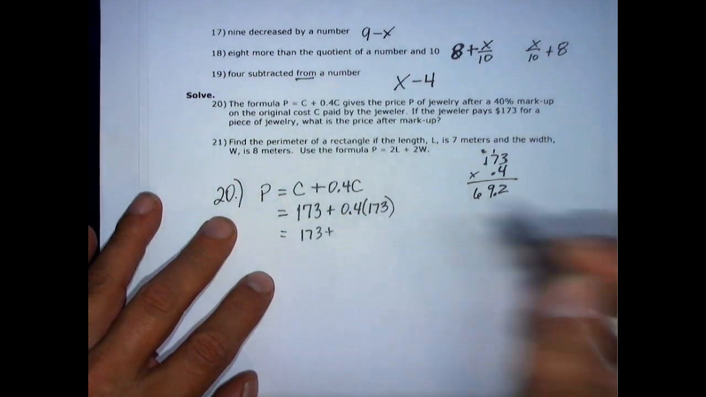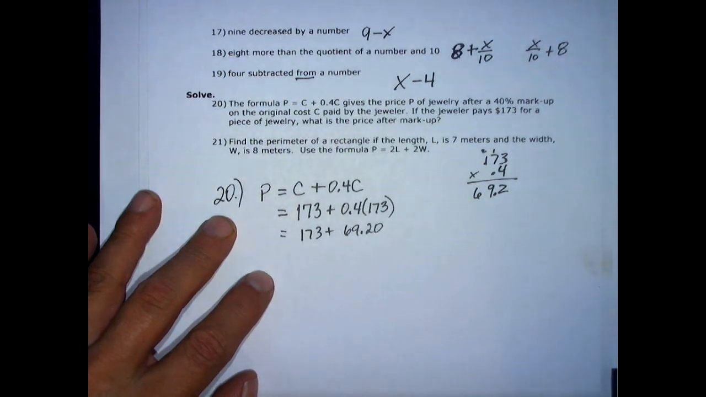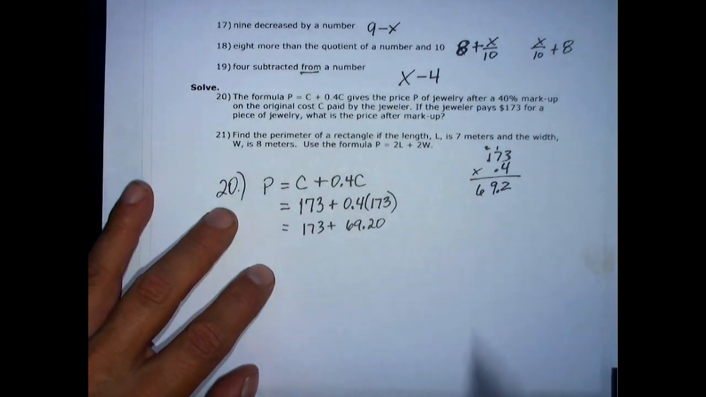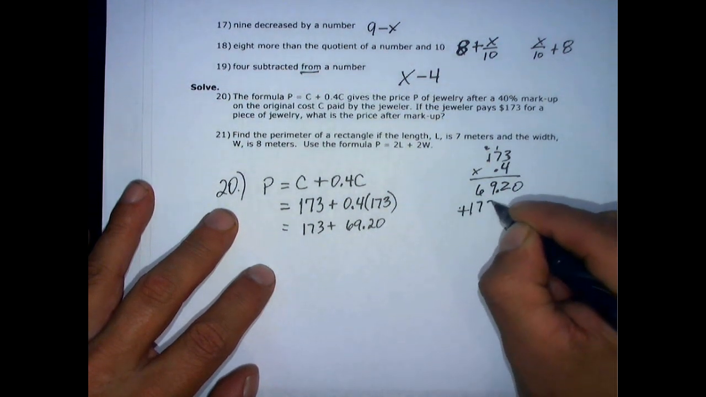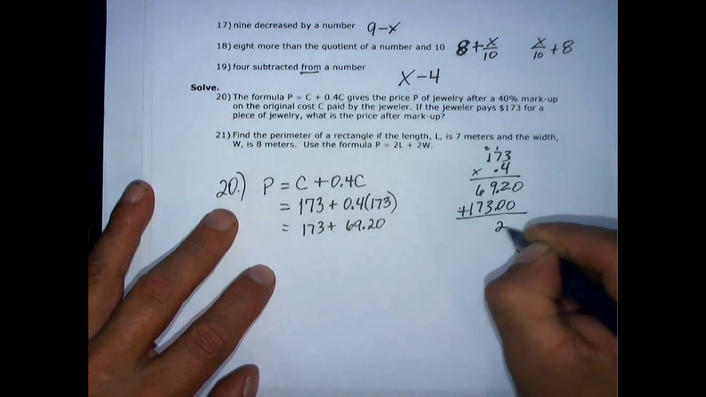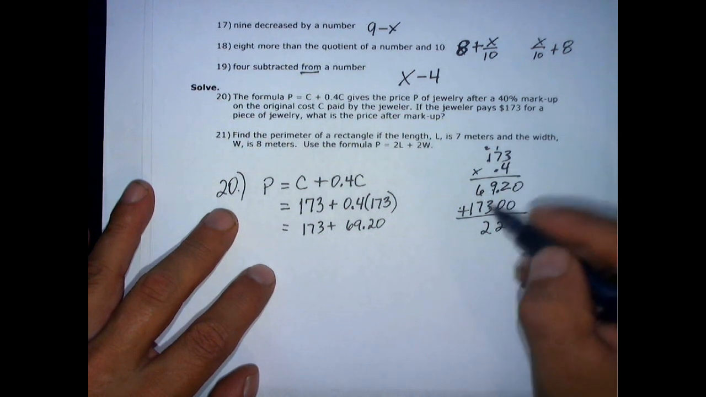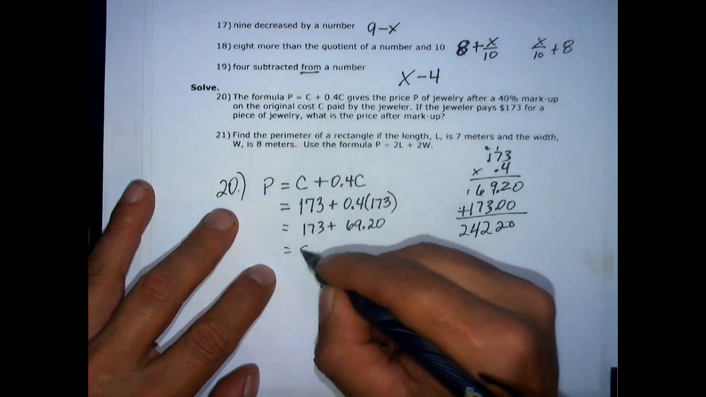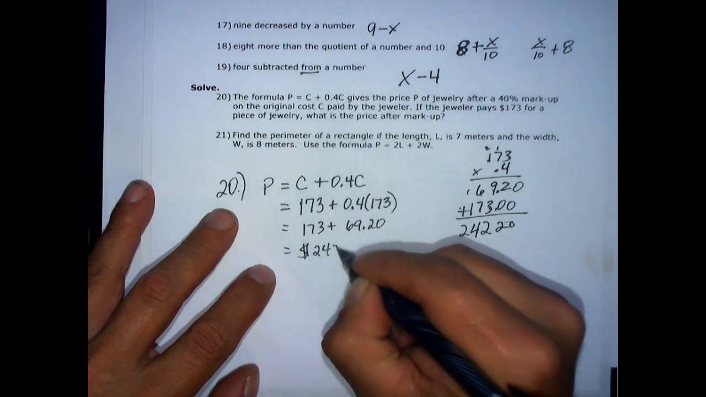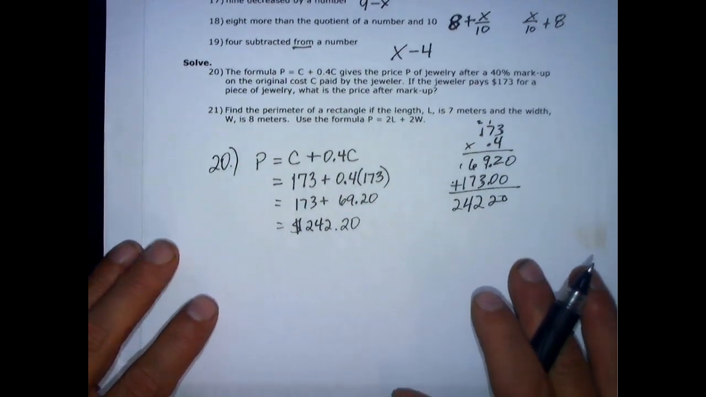173 plus $69.20. So now we add those two up, and we can just do that right down here. And we'll have 20 cents. 9 plus 3 is 12. Carry a 1. 7 and 7 is 14. Carry a 1. So we'll have $242 and 20 cents as the final cost with the markup.